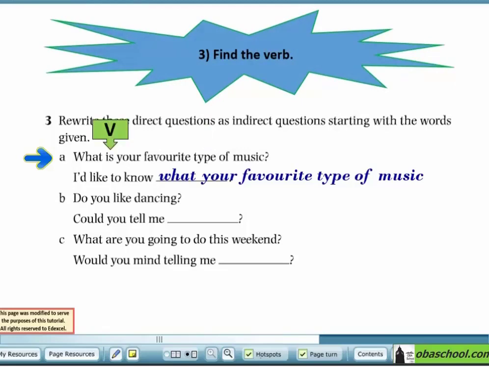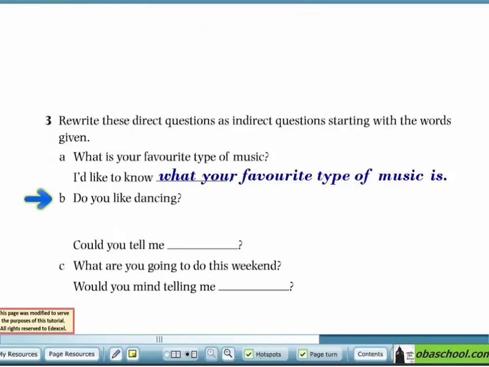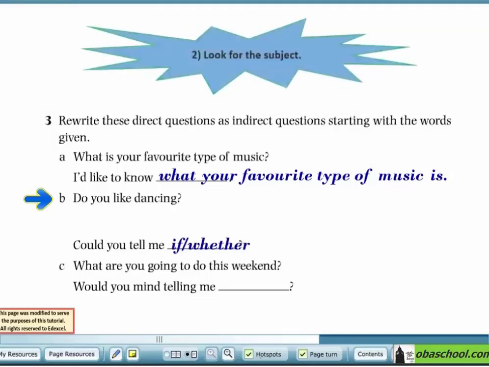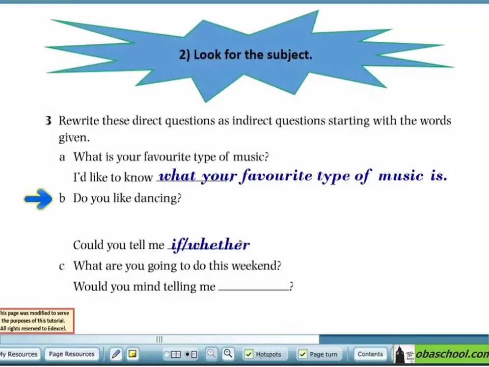Now we have to find the verb, which is is. So we have to add is at the end of the sentence with the period. I'd like to know what your favorite type of music is. Now let's go to the second sentence. Do you like dancing? It's a yes or no question. So the first thing we have to decide is the type of the question. So we have to put if or whether because it is a yes or no question.